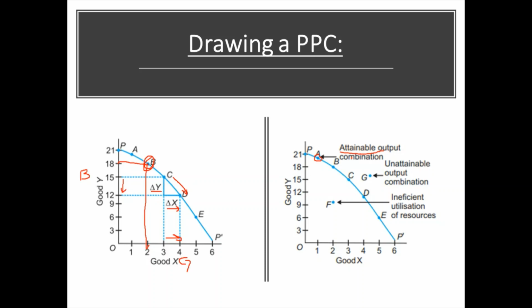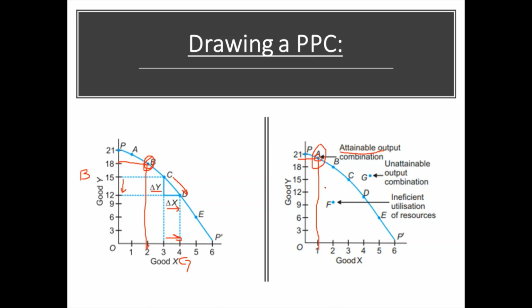As in, we can say that at point A the economy has all the required resources and all the required technology to produce 1 unit of good X and maybe say 20 units of good Y. So the economy can do this at point A. The economy is good to go to produce at point A.